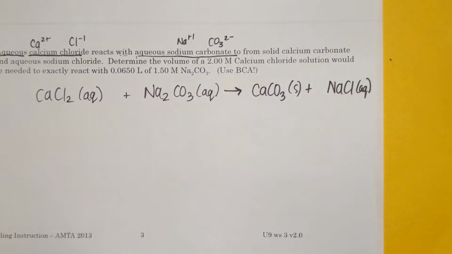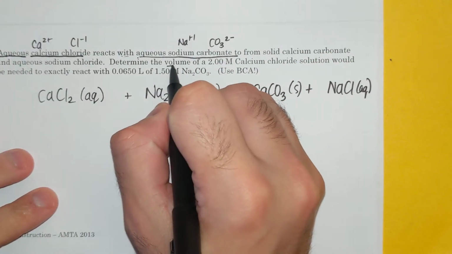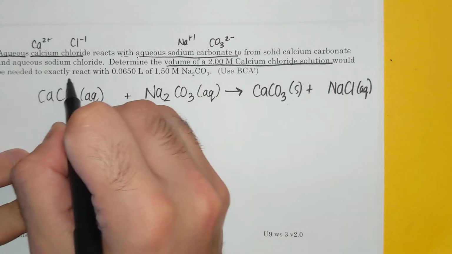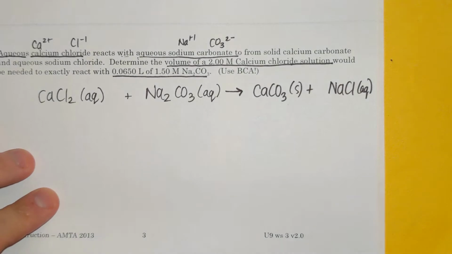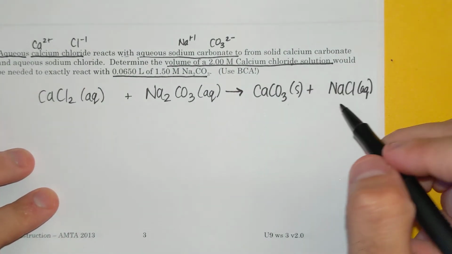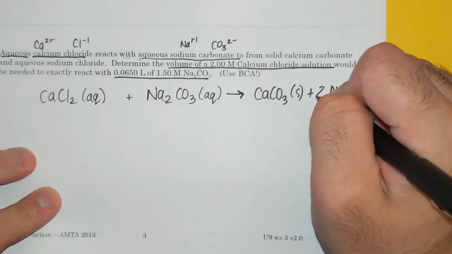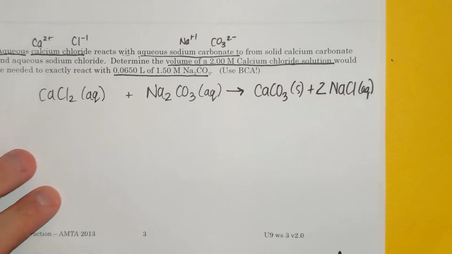Okay? Determine the volume of 2 molar calcium chloride solution that would be needed to exactly react with 0.065 liters of 1.5 molar sodium carbonate. And then let's just make sure this is balanced. There's 2 Cl's and 2 Na's. Got to put a 2 here. Done. 1 Ca, 1 Ca, 1 CO3, 1 CO3, done.